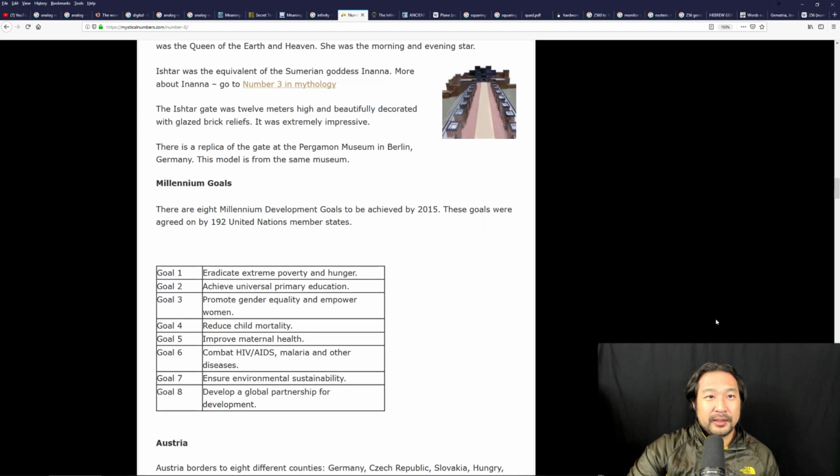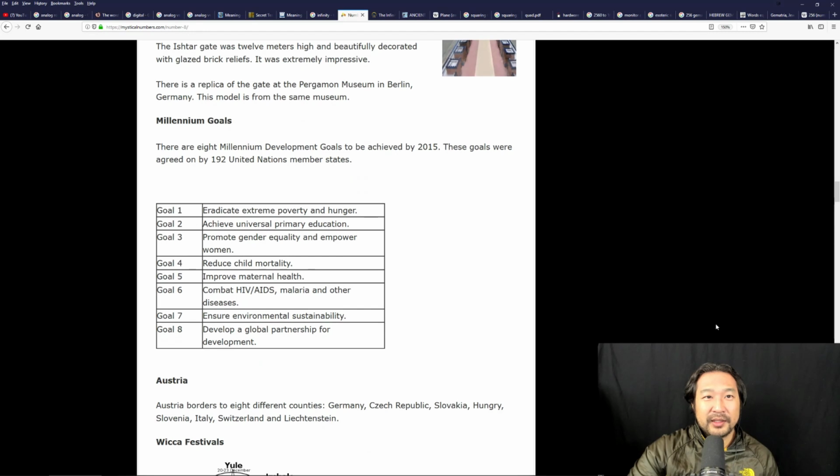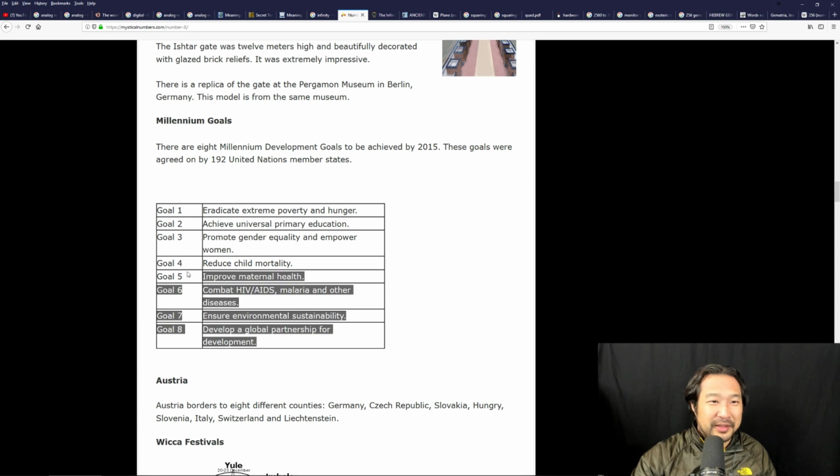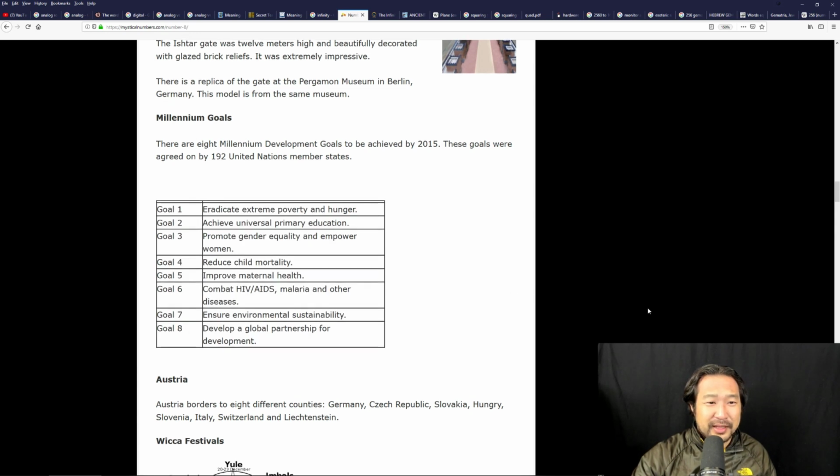Let's see. 8 Millennium Development Goals to be achieved by 2015. These goals were agreed upon by 192 United Nations member states. Oh, okay, that's what I was thinking of. Not quite 256, but 192. Again, you can get to 192 by using 8. Interesting. 2015 has passed. It's 2019 now. I wonder if they feel like they've gotten all of that.